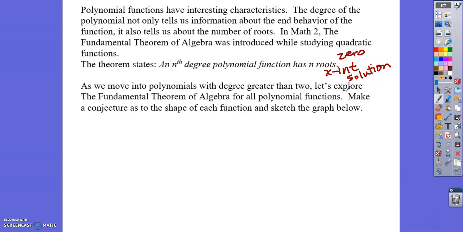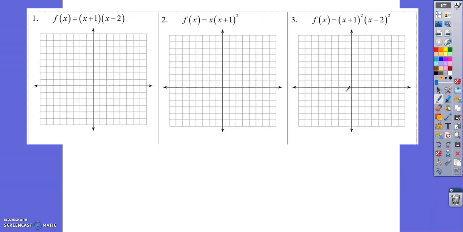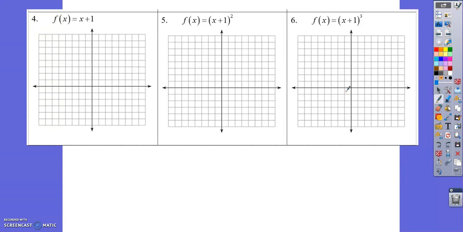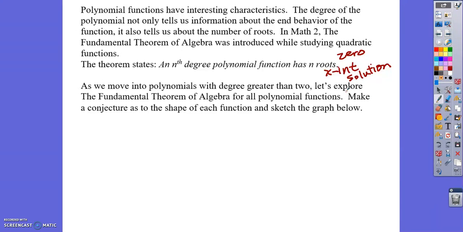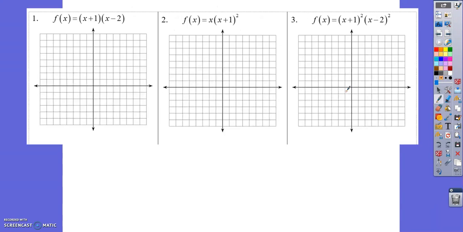So we're going to be working on sketching some more graphs today. So we have these 6 graphs below on our notes. We have questions 1 through 6, and you're supposed to make a conjecture about the shape of each function and sketch the graph below. For example, as I look at number 1, I think that will be a parabola because there's 2 roots and it's going to be squared, so I think I'm going to graph a parabola. So let's go ahead and try it.